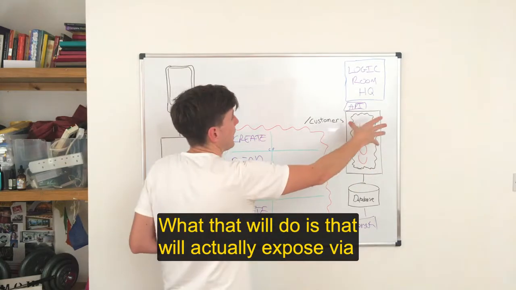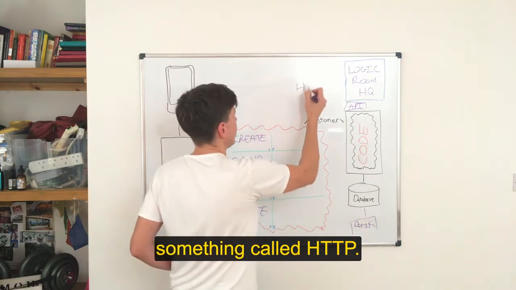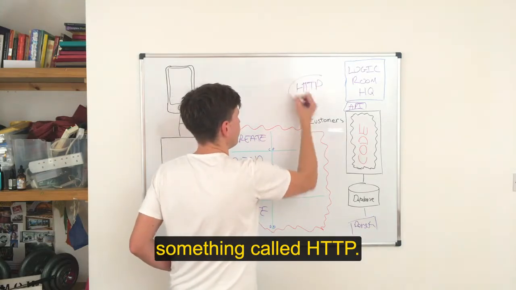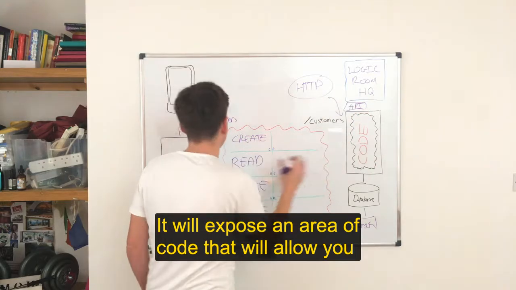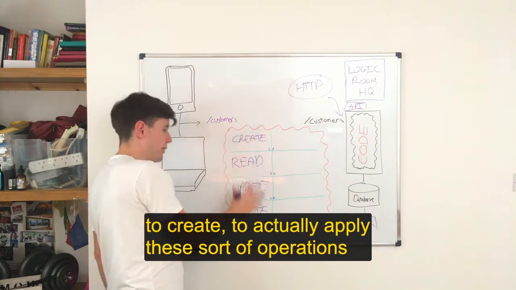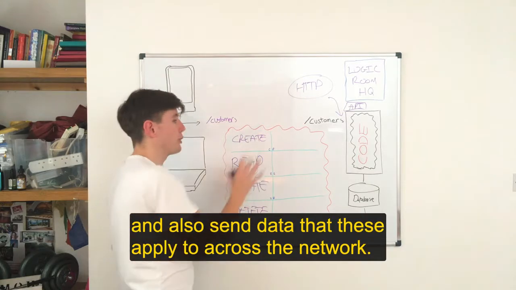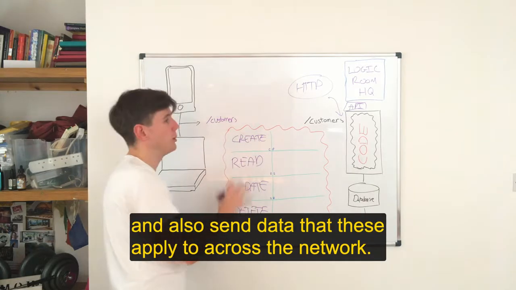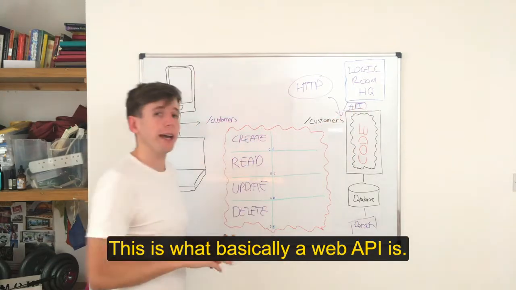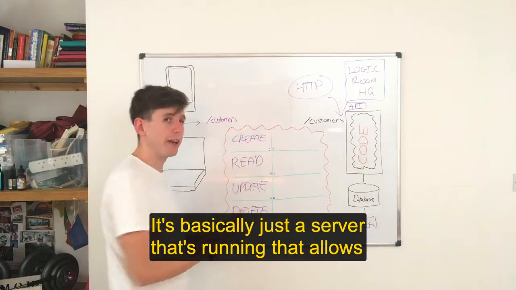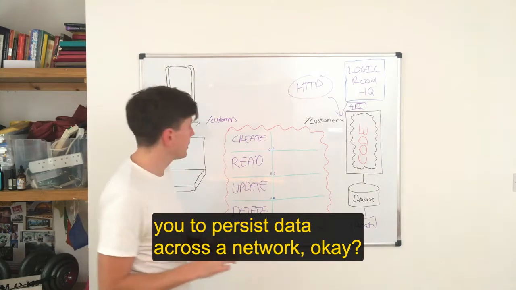What that will do is expose, via something called HTTP, an area of code that will allow you to apply these sorts of operations and also send the data that these apply to across the network. And this is basically what a web API is. It's just a server that's running that allows you to persist data across the network.